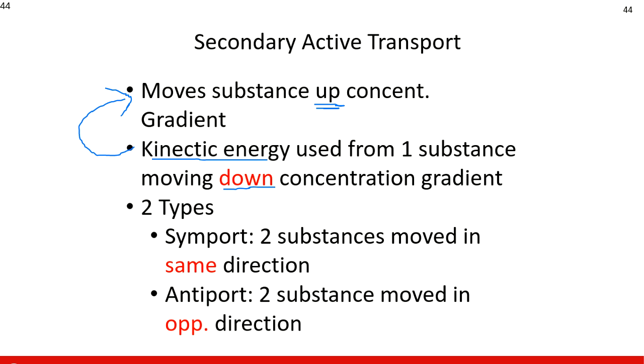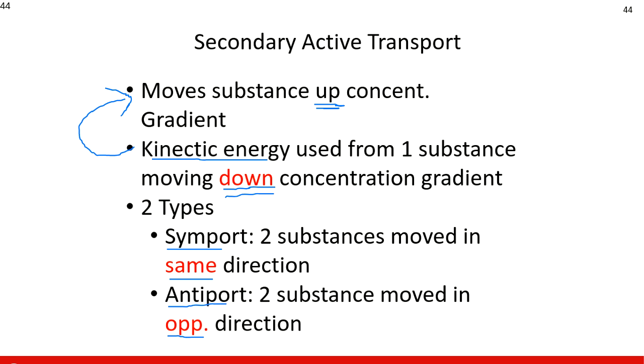As we're moving substance A up its concentration gradient, that movement has generated enough kinetic energy where we can move a second substance down its concentration gradient. So there's 2 types of active transport movement that we can use. One is symport, the other one's antiport. Symport is when both of those substances that we're moving are going to move in the same direction. And antiport is when those substances move in opposite directions.